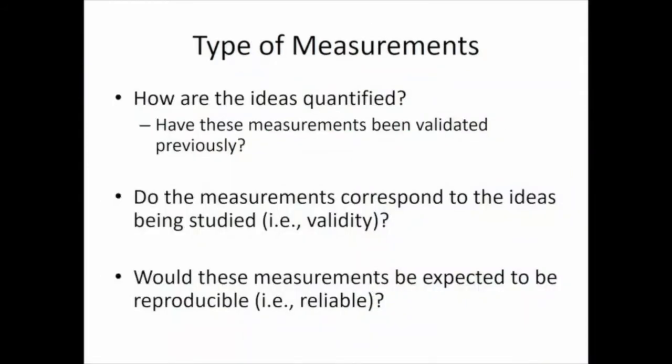All right, once you know the type of design, now it's time to think about how the variables were measured. How are the ideas quantified? I'm thinking here about quantitative research. Every single construct needs to be mapped out into a number. That's just the way it works. And so how are these numbers derived? Are they reliable and are they valid?